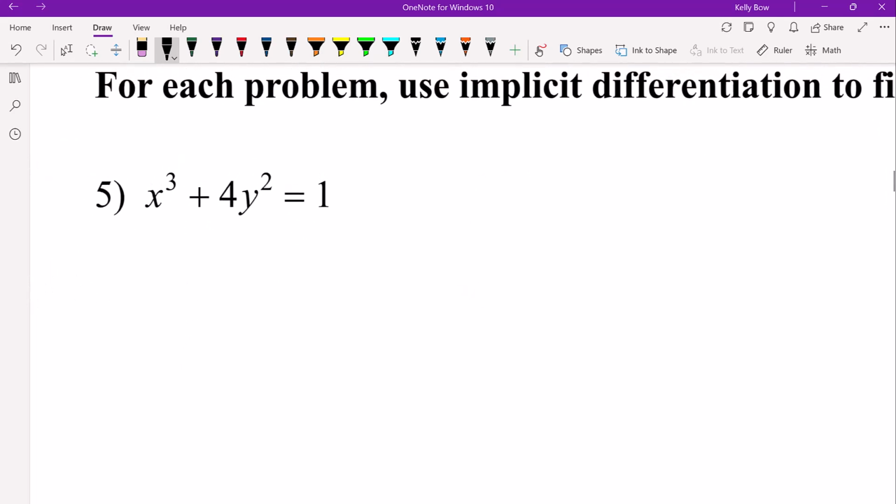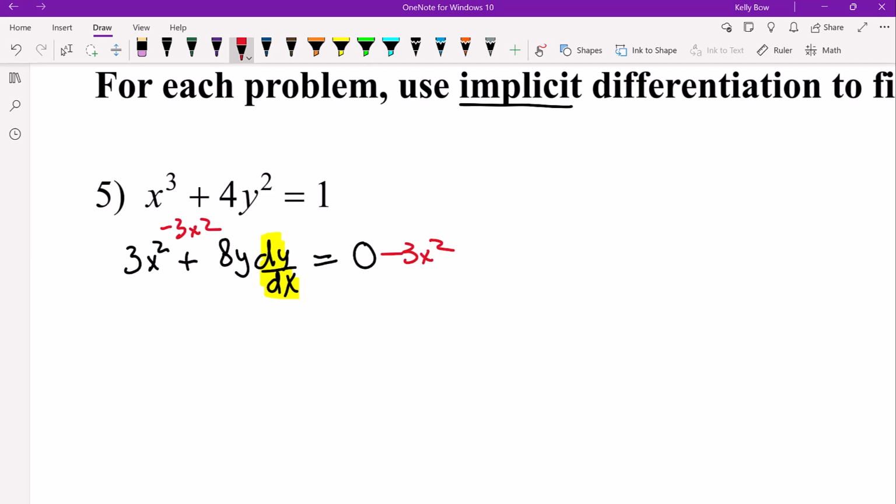So we first have to find the first derivative. We're going to take the derivative of x cubed, that's 3x squared, plus the derivative of 4y squared, which is 8y, but we're using implicit, so we tack on dy dx. The derivative of a constant is 0. We want to get this by itself, so using our algebra skills, we subtract 3x squared. So what we have is 8y dy dx is equal to negative 3x squared.